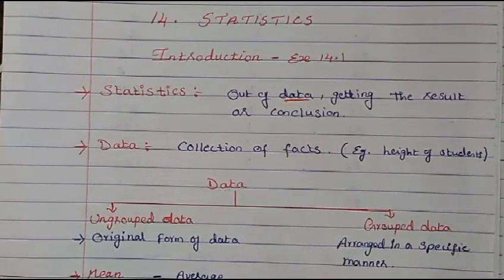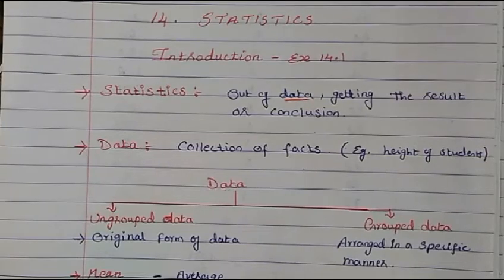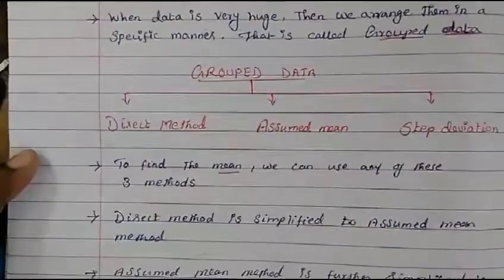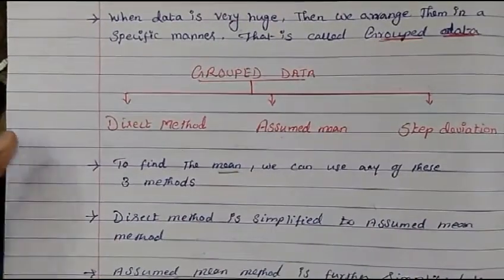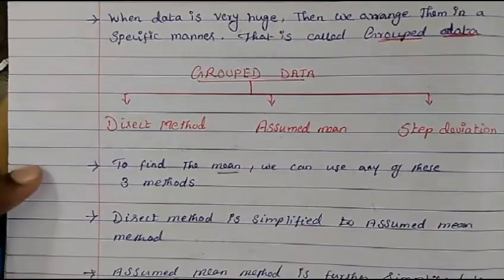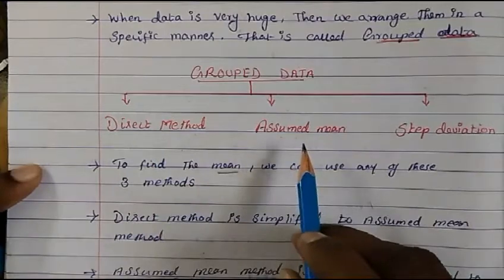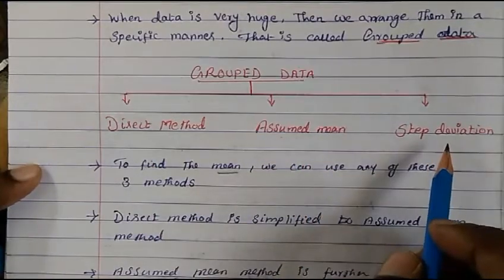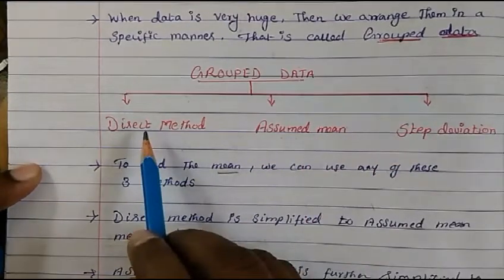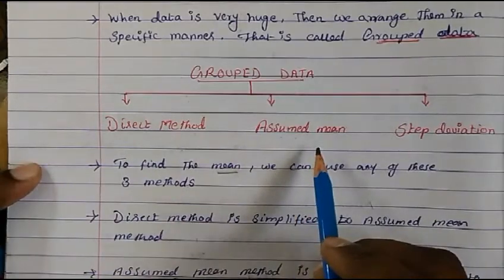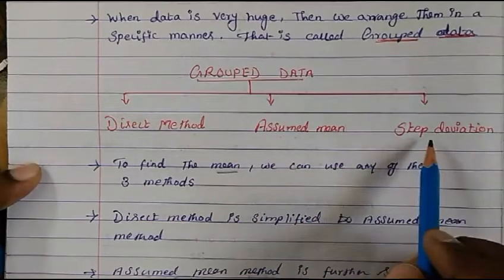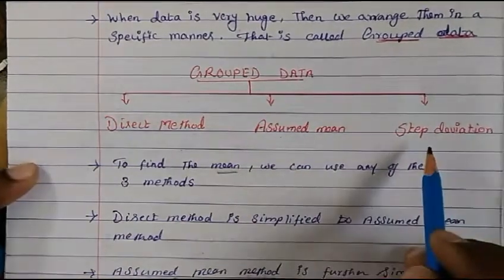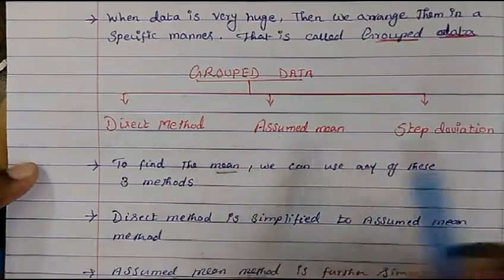We are studying chapter 14 statistics. In this video, we are studying the introduction to exercise 14.1. We had been studying grouped data, in which there are three methods: direct method, assumed mean method and step deviation method. Already I have explained to you the direct method and assumed mean method. In this video, we are going to study the step deviation method, which is much easier than the other two methods.